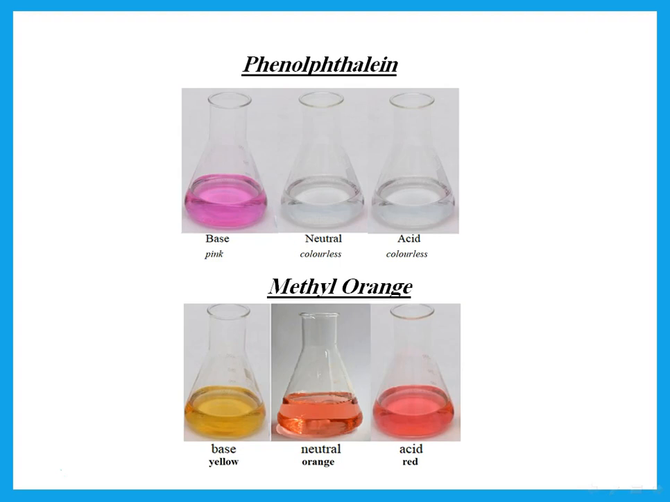Phenolphthalein and methyl orange are solutions that we use in titration. You should know the colors. Phenolphthalein in a base is pink. In neutral or acid, it would be colorless. Methyl orange is yellow in base. In neutral, it is orange, and in acid, it is red.